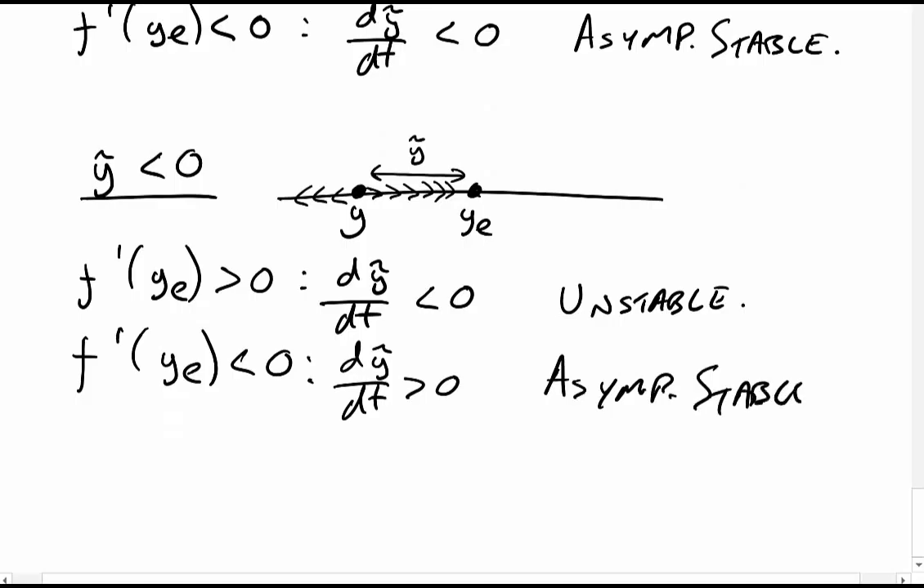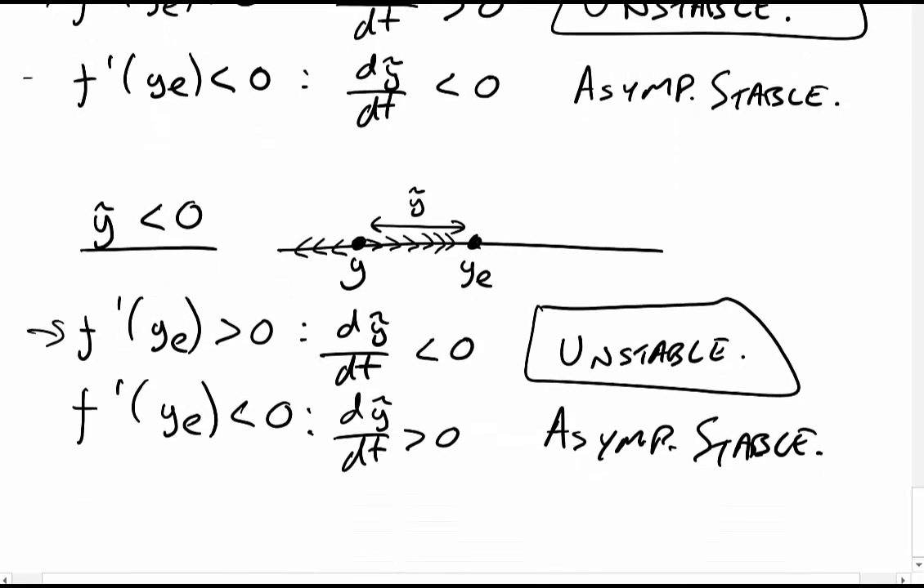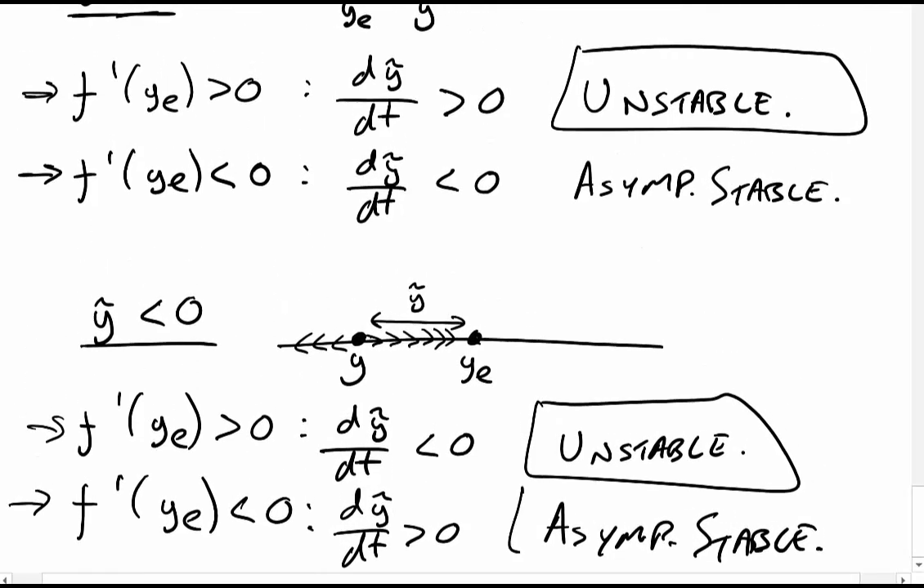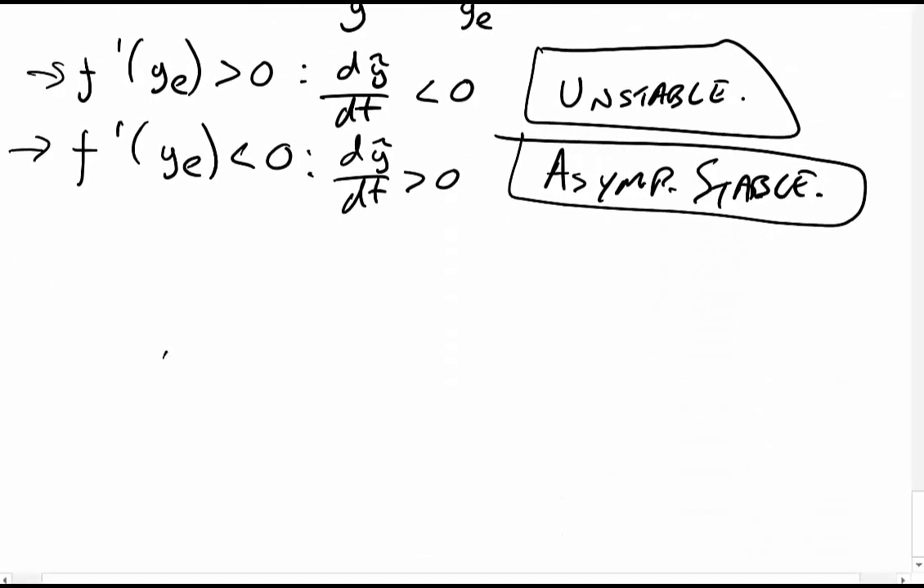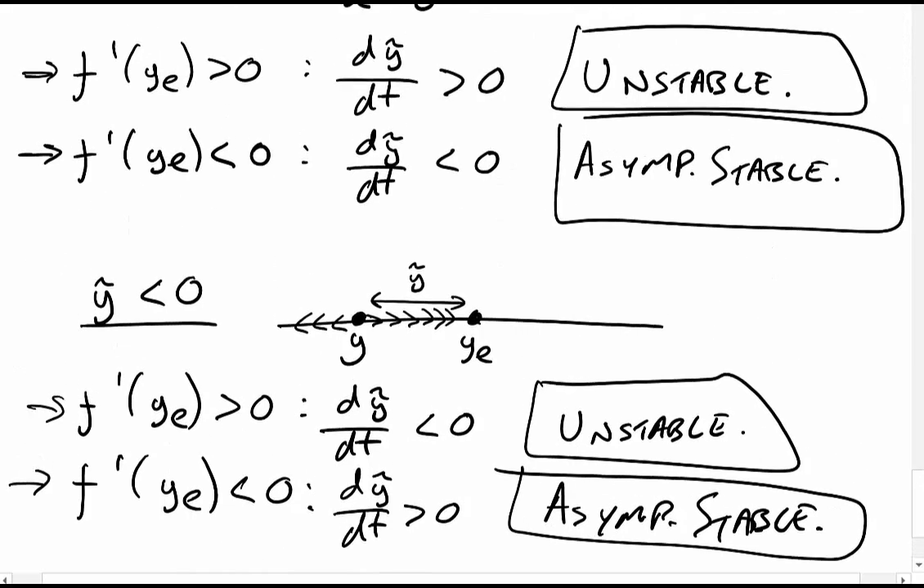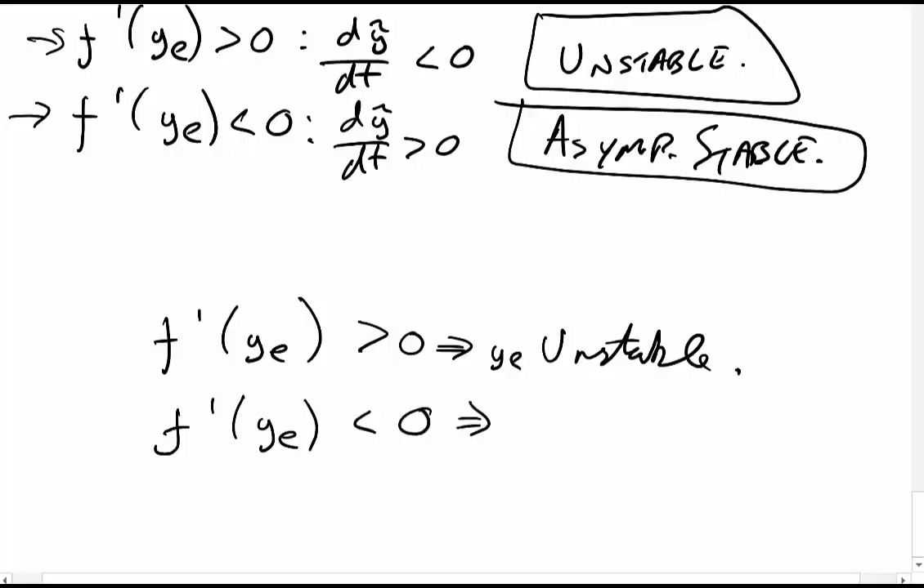So what can we say overall then? Look at what happens in both cases. When f dash of ye is greater than 0, regardless of whether y tilde was positive or negative, we always had an unstable case, so ye was always unstable. When f dash of ye was less than 0, in both cases, regardless of the value of y tilde, the equilibrium point was asymptotically stable. So this is why this linearization is useful.